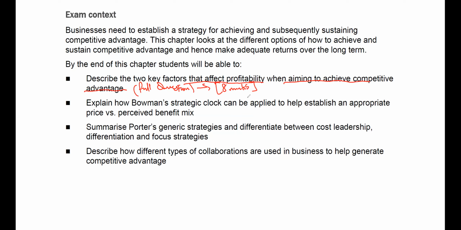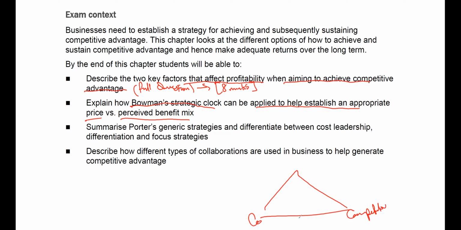And we should be able to explain how the Bowman strategic clock can be applied to help establish an appropriate price versus perceived benefit mix. Because I tell you one thing, between you, the company, and your competitor, the only difference between your product and services is the price that you give, right? But for the customer and you, the difference is value. The value or the perceived benefit that the customer gets from you.